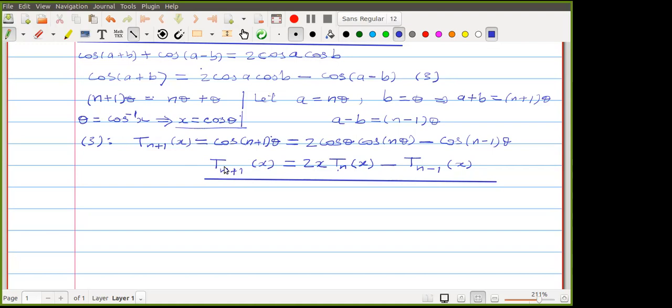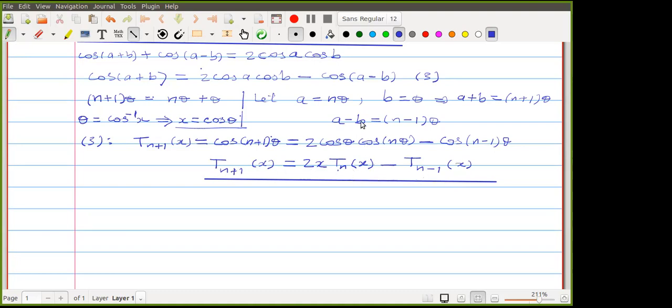So this is the recursion formula. Tn plus 1 can be written in terms of Tn and Tn minus 1. That is, the current iteration, if you want, n plus 1, can be written in terms of the two previous iterations. That is Tn, because before this you have Tn, and before Tn you have Tn minus 1. So in order to compute T at a given n, we need the previous two values. So it gives us this recursion formula.